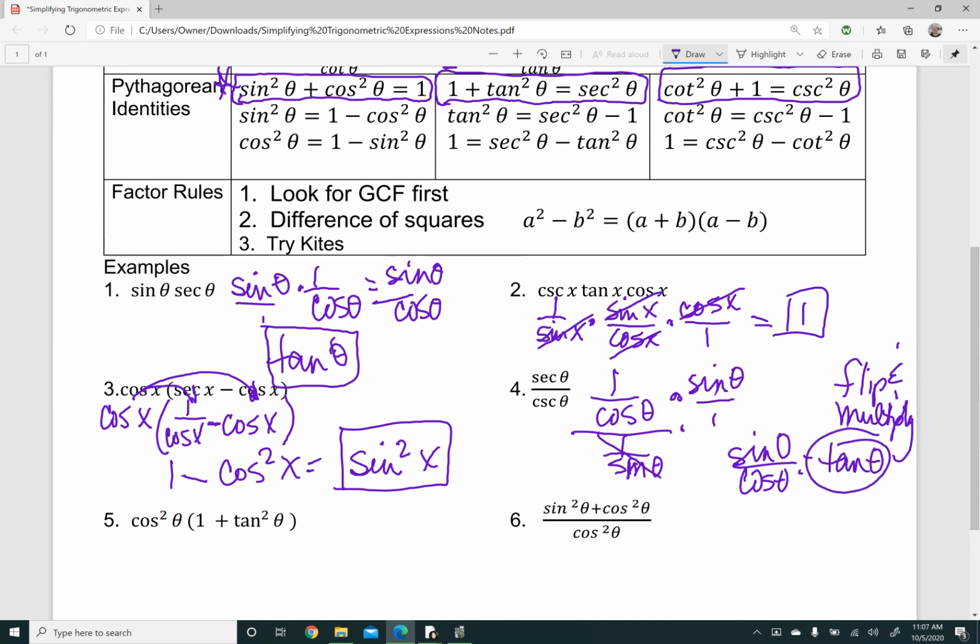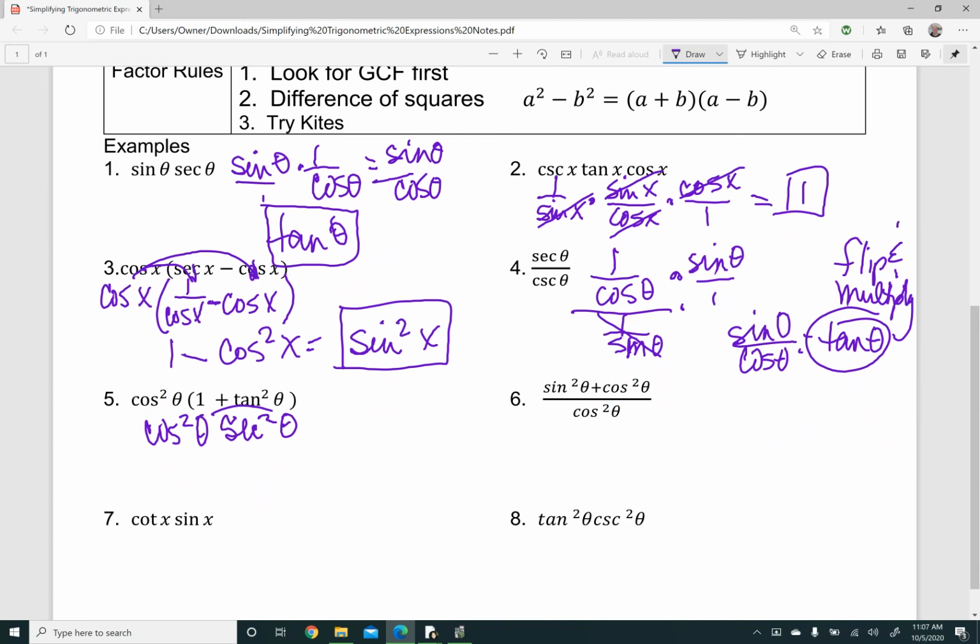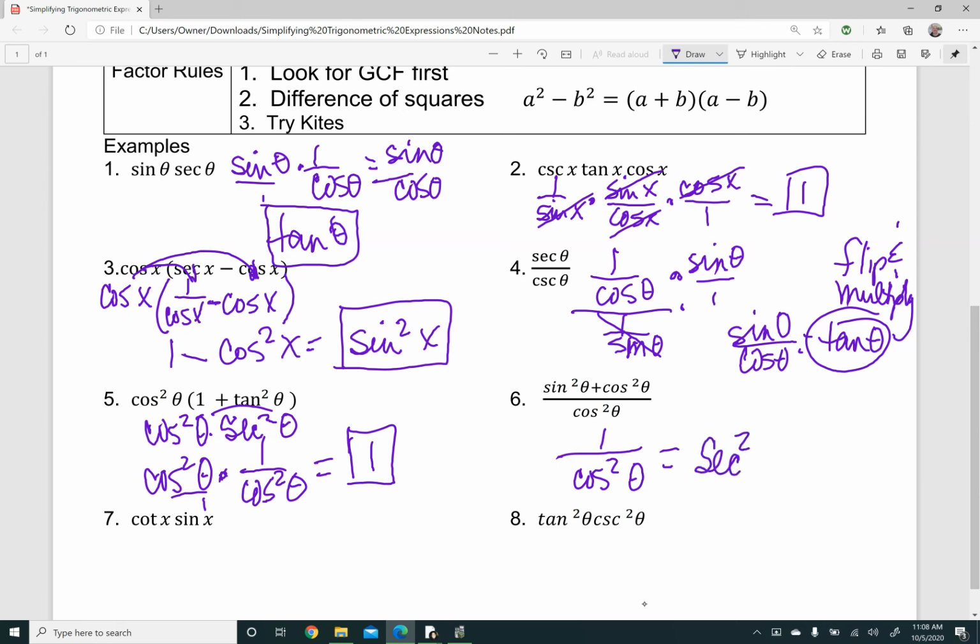Well, 1 plus tangent squared, that's this, is secant squared. So if I do cosine squared times secant squared, now I'm going to turn this back into sines and cosines. Cosine squared is cosine squared. Secant is 1 over cosine squared. So cosine squared divided by cosine squared is 1. Well, sine squared plus cosine squared, that's 1 over cosine squared. Well, 1 over cosine is secant, and because it's squared, that makes secant squared.